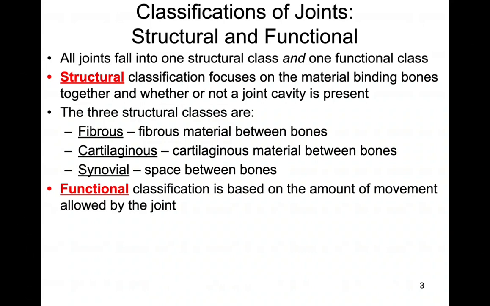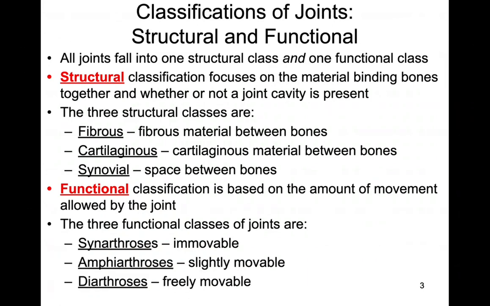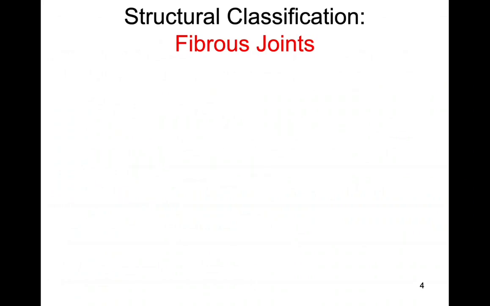The functional classification is based on how much movement. So the three functional classes are synarthroses, which are considered immovable joints, amphiarthroses, which are slightly movable, and diarthroses, which are freely movable.